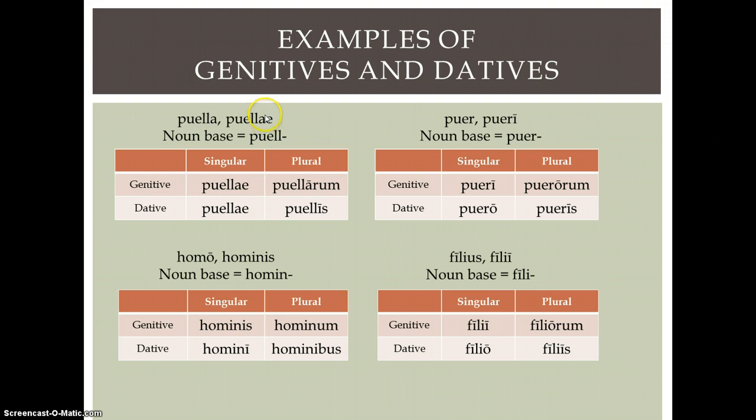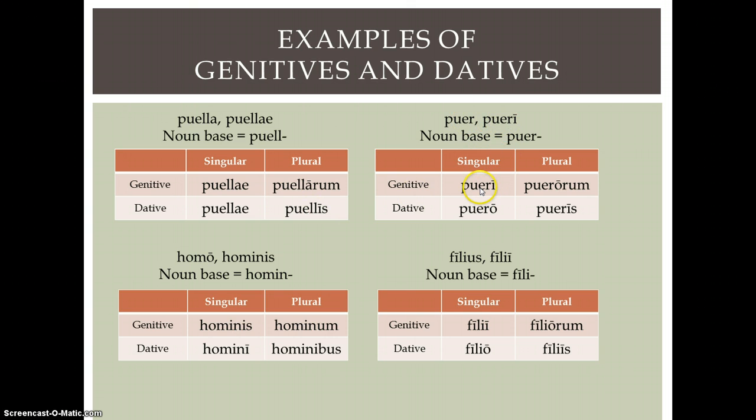Okay, so let's look at a couple of examples of genitives and datives. For puella, puellae, which means girl, we have puellae and puellae in the singular genitive and singular dative. So you guys will notice that some of these endings repeat, especially this AE ending in the first declension. So we're going to have to develop some strategies to know when we encounter Latin sentences whether we should translate puellae as nominative plural, genitive singular, or dative singular. Genitive plural, puellarum. Dative plural, puellis.